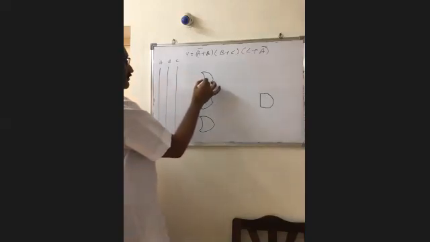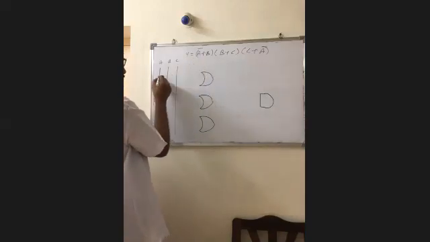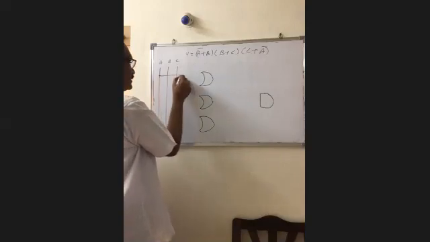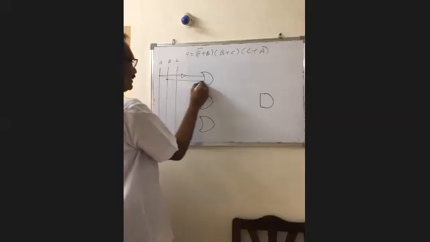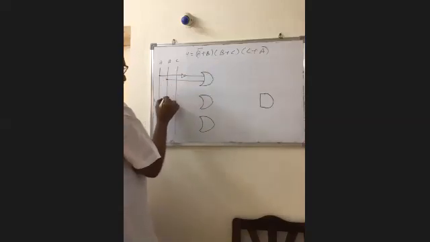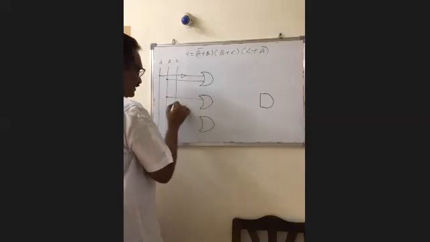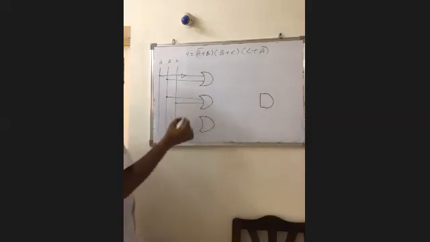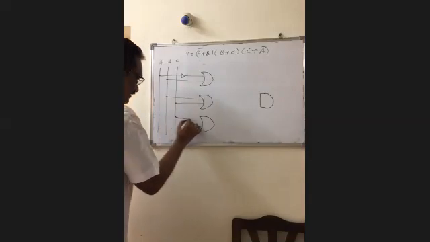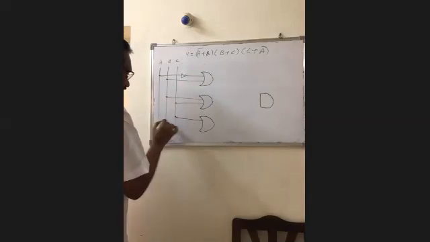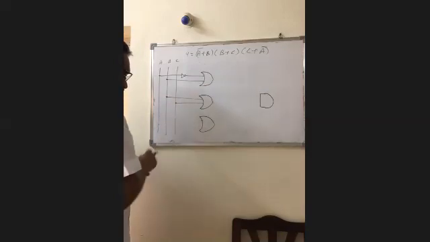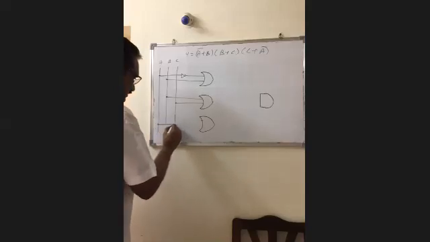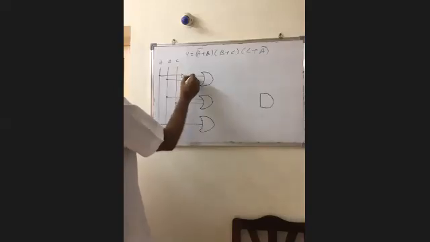For the first OR gate, what are the inputs? A bar and B. So let us assume for this one it requires 1 NOT gate, that is A bar and B. For the second one, B plus C. B and C are the inputs. For the next one, C and A bar.